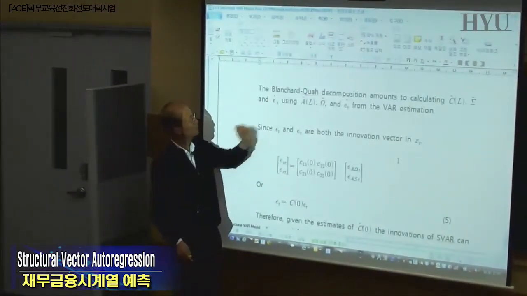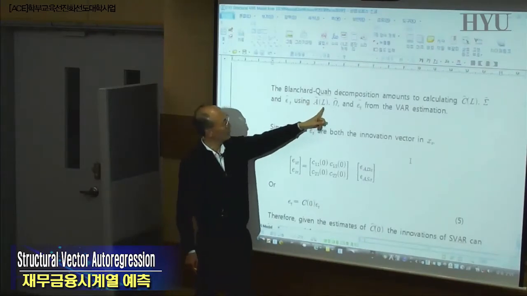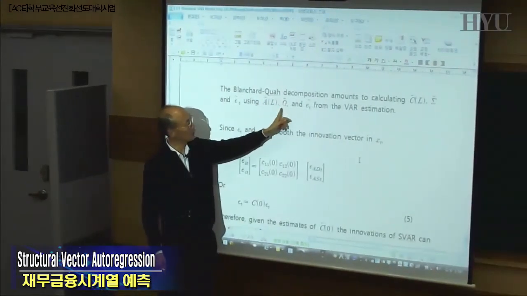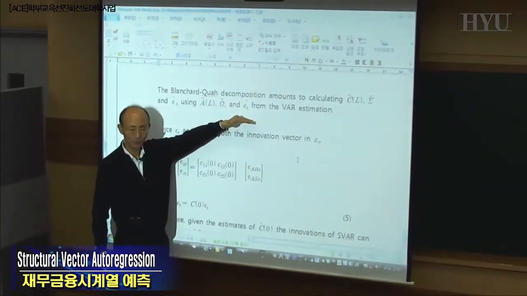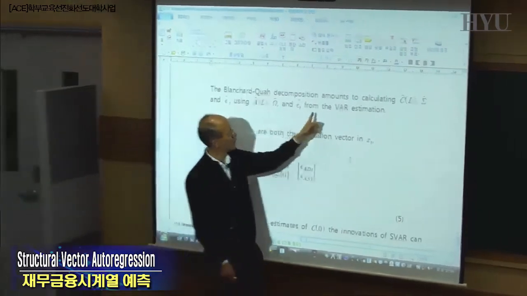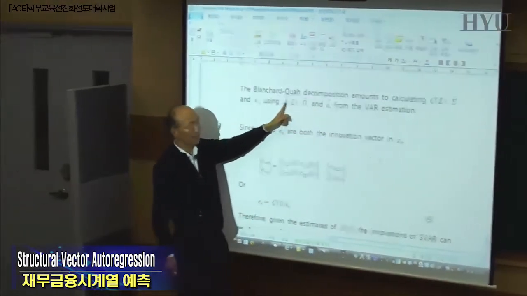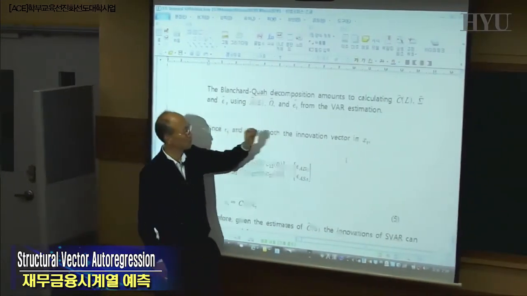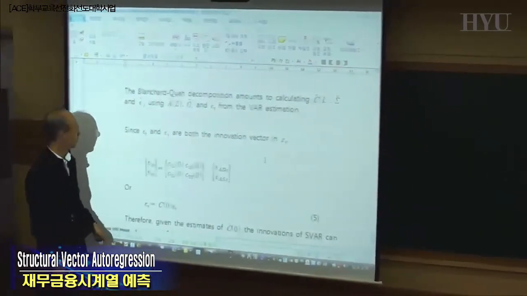and this one using A hat of L, which is defined later, and the covariance matrix, and the fitted residual from VAR estimation. Okay. So we'll start with VAR estimation and get this, that, and then try to recover this one and that one. And let me show you how.